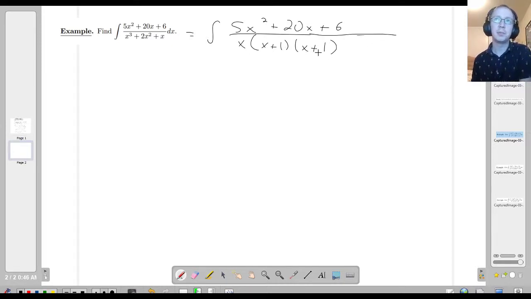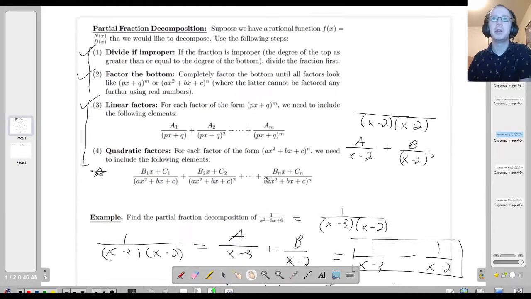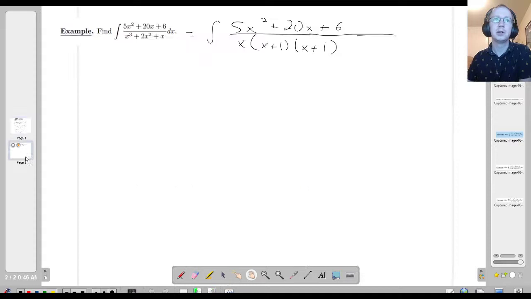Notice something new that's happening here. I have a factor that's showing up twice. Remember, in our steps we learned, we have to handle that a little bit differently. So upcoming in step 3, because we have a factor that showed up twice, we're going to need some number over the factor, and also some number over that factor squared. So let's see what that ends up looking like here.